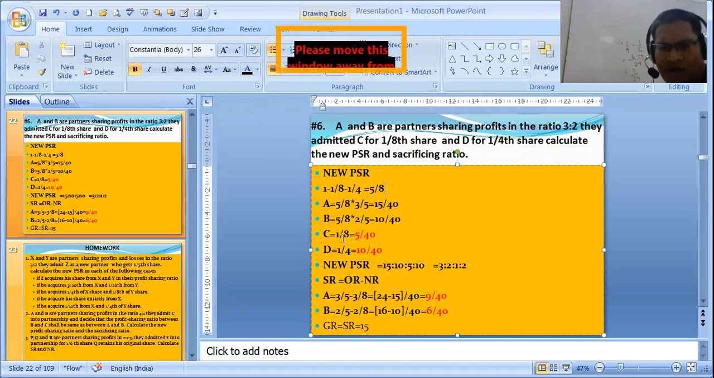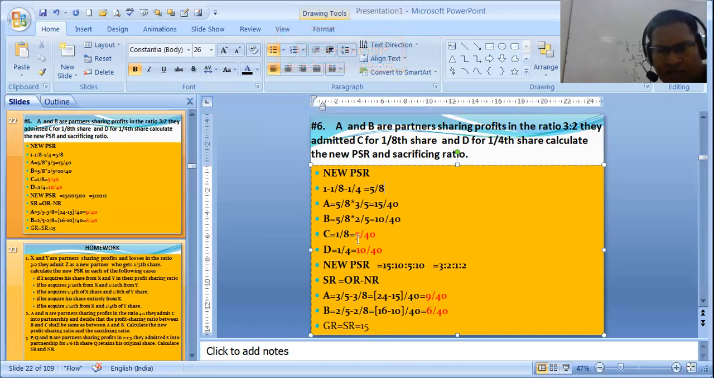C was coming for 1/8. I make it into same denominator. So multiply by 5, both numerator and denominator. So 5 by 40. Same in case of D, which is 1 by 4. So multiply both numerator and denominator by 10. So 1 into 10, 10, 4 into 10, 40. So our new ratio becoming 15 is to 10 is to 5 is to 10. That is 3 is to 2 is to 1 is to 2.